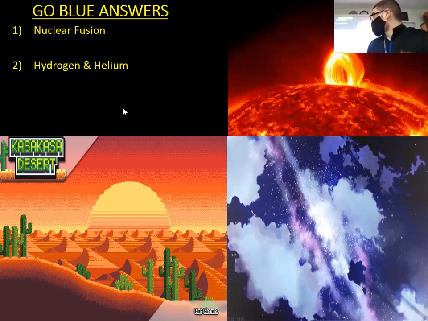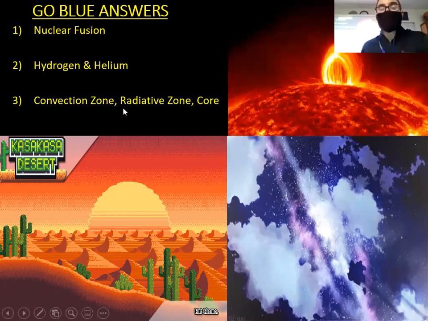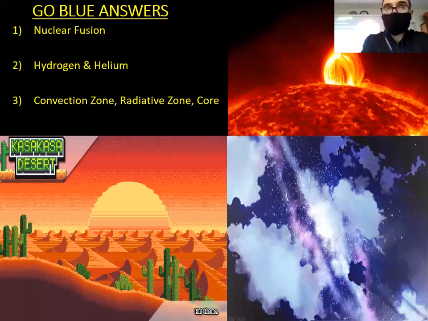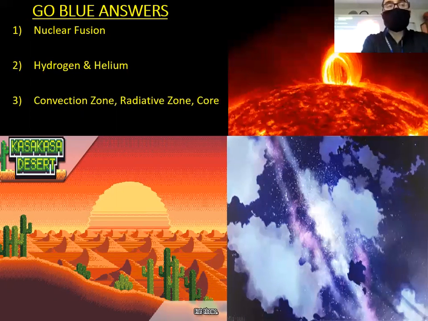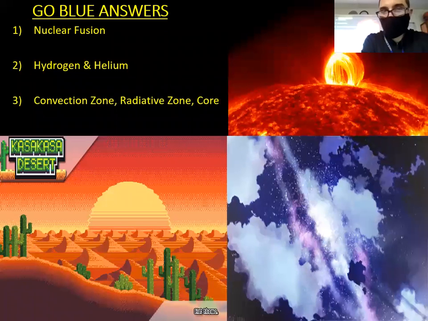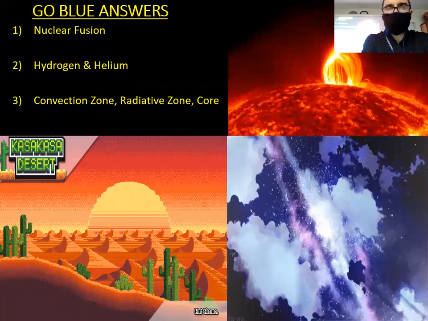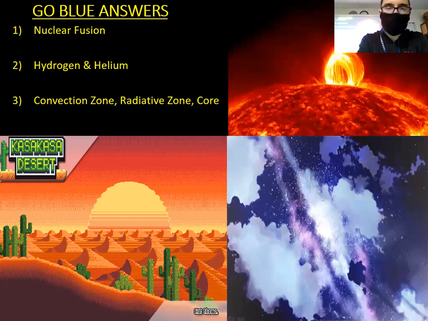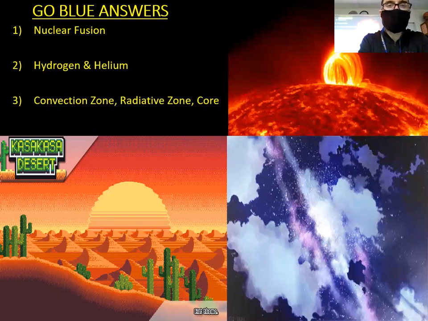Perfect, exactly. Remember, there's 6 total layers. We're talking about the 3 internal layers, right? And we had convection zone, radiative zone, and the core. The core always at the middle, right? You can say convection or convective. You can say radiation or radiative. Either one is fine. Just know that they're the same thing.